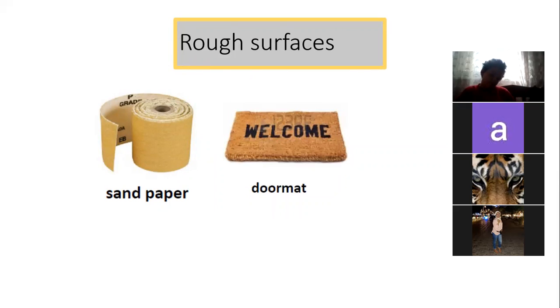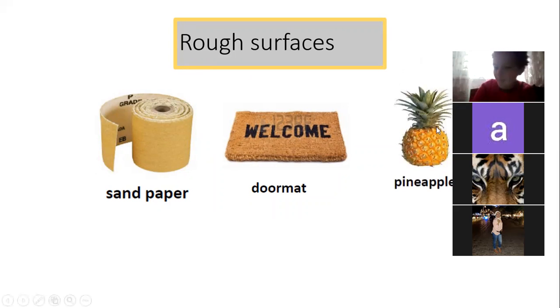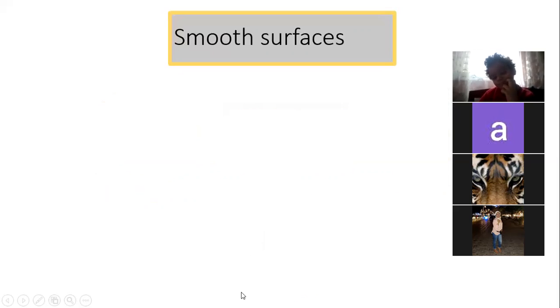The doormat that we put in front of our door, in order for anyone coming from outside to clean his shoes before getting inside the house, is a rough surface. The pineapple, of course, because as you can see, there are spikes coming out of it, so it is a rough surface. The screw, as you can see, those grooves coming out of the screw make a rough surface.